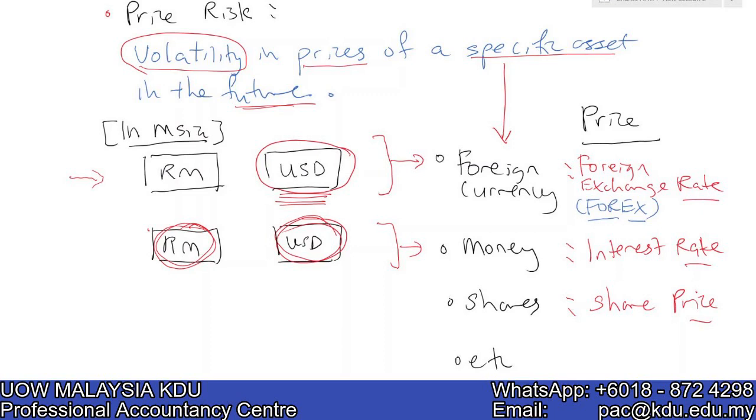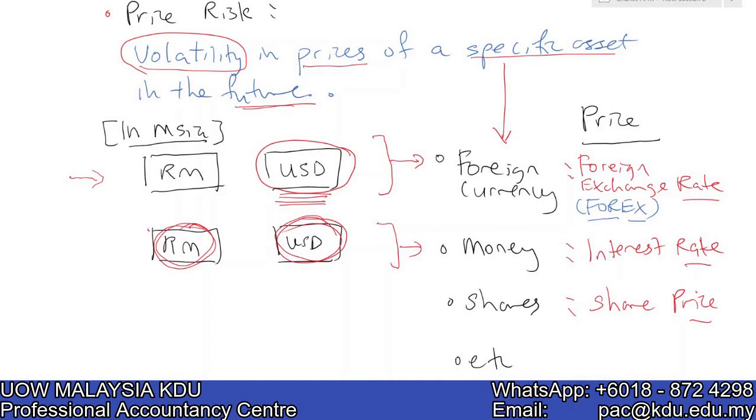Forex rate, take for example, if you go to the money changer today, you look for the foreign exchange rate for US dollar, assuming the rate quoted at 4.3 ringgit. That's today, yeah? What do you expect this rate will be tomorrow? 4.3 or different from 4.3? Most likely, it will be different from 4.3.